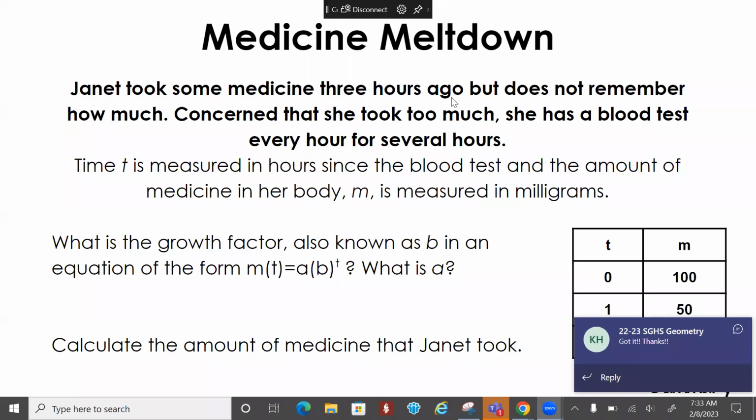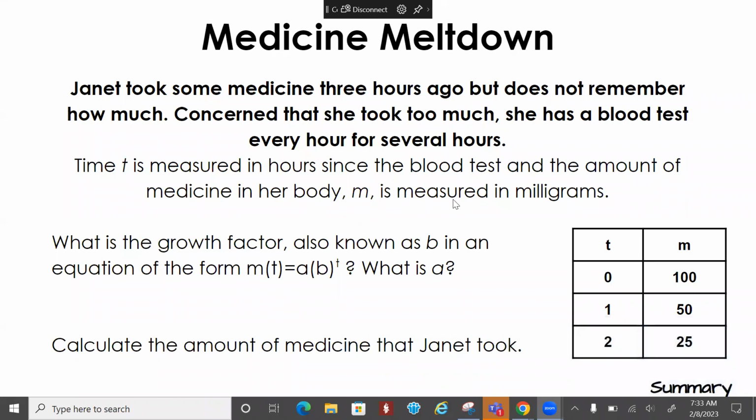Okay, so Janet took some medicine 3 hours ago, but does not remember how much. Concerned that she took too much, she has a blood test every hour for several hours. Time T is measured in hours since the blood test, and the amount of medicine in her body, M, is measured in milligrams. So what is the growth factor, also known as B, in an equation form? And then what is the A? Okay, so how do we figure out what the A is? Let's start there.